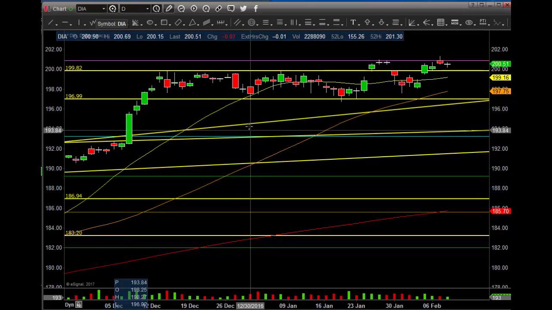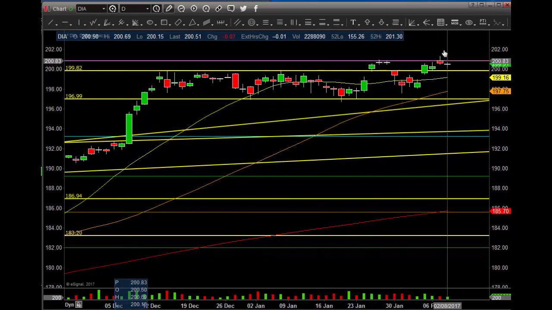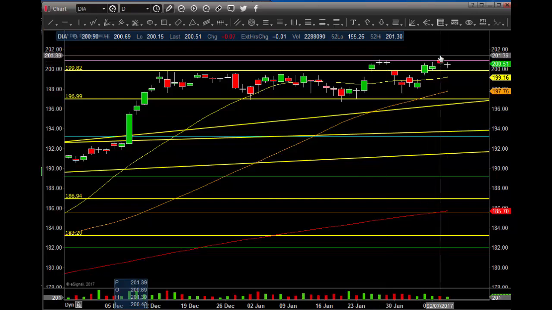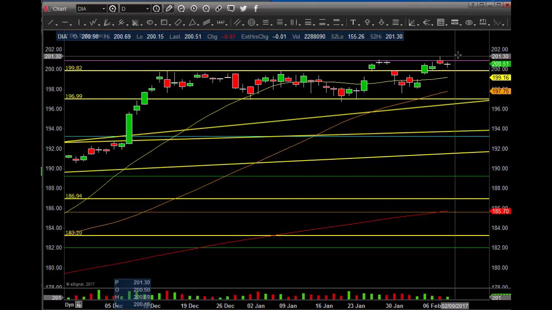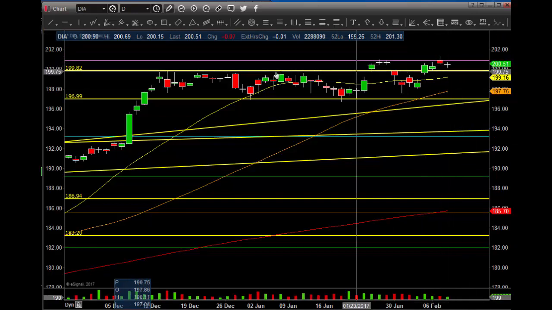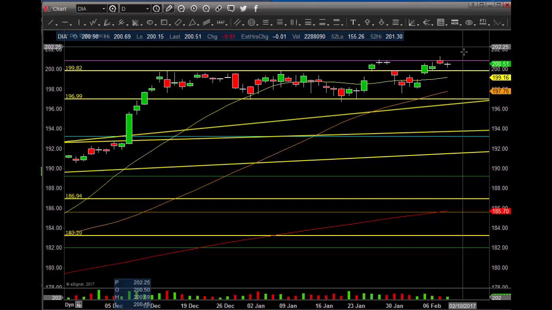DIA. DIA, again, tried to break out, pulled right back, closed below these all-time highs. It made a new all-time high, but closed below. I'd like to see it close above it and then some follow-through on a little more volume than this. Then I might believe in this market. But if this does go up off this bullish pattern, you're probably looking at 205, 206. Who knows? Well, each even number is going to be a little bit of resistance.